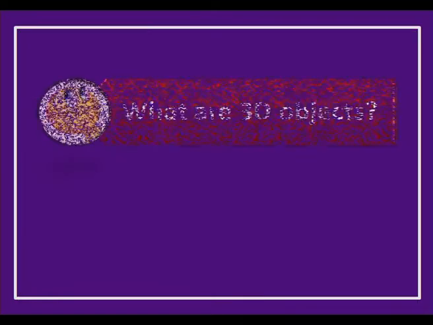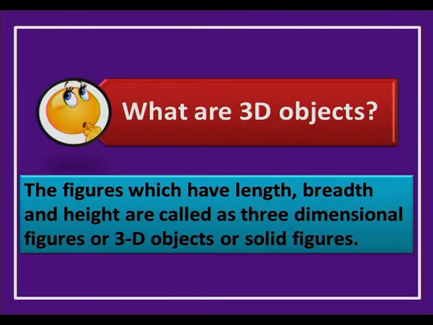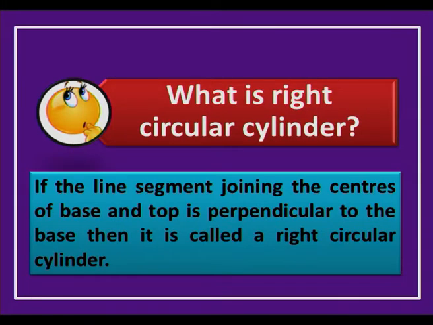Okay children. Children, can you tell me what are 3D objects? Yes, the figures which have length, breadth and height are called 3-dimensional figures or 3D objects, or even solid figures. Now what is a right circular cylinder children? You are right once again. If the line segment joining the centers of the base and top is perpendicular to the base, then we call it a right circular cylinder.